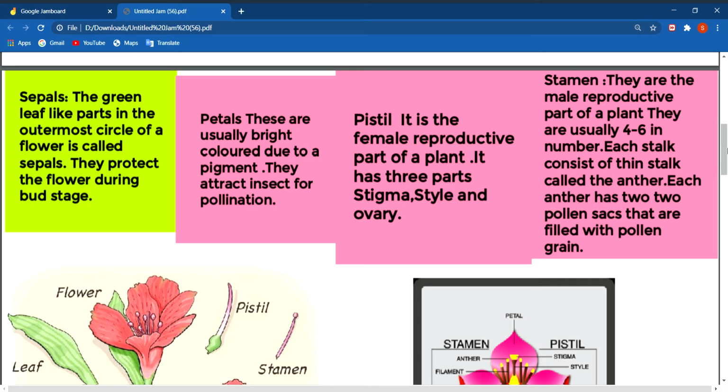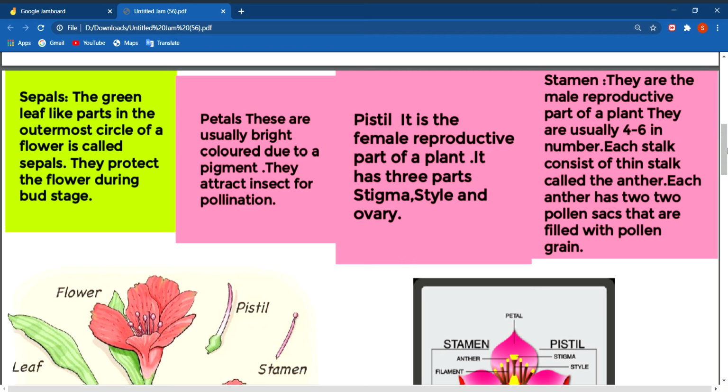Now we shall discuss the female part of the plant. In the center of the flower there is a flask-shaped organ called the pistil or the gynoecium. The pistil is the female reproductive part of the plant. The tip is called the stigma. Then there is a tube-like structure which connects the ovary to the stigma, and that is called the style, and the last swollen part is called the ovary. The stigma receives pollen grains from the anthers. These pollen grains are carried to the ovary through the style.